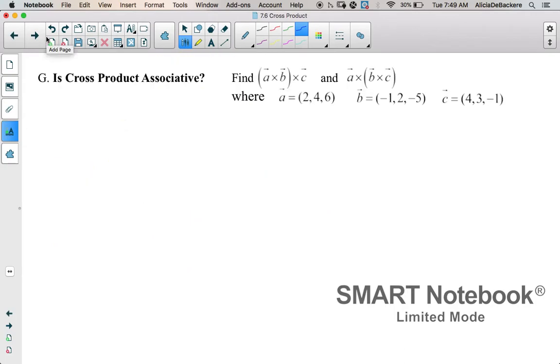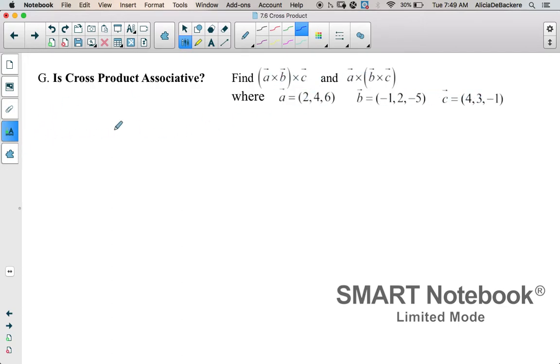All right, the next thing that we're going to check is whether the cross product is associative. That means if I have three vectors that I'm all crossing together, does it matter if I cross the first two first? Or what if I do the second and the third first and then cross it with the first one? Does it make a difference if I do it in these different orders? So we're going to check this out.